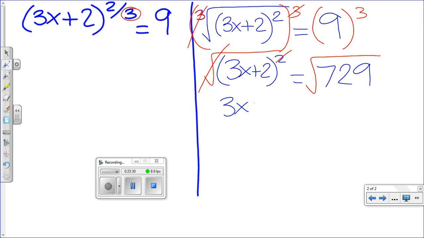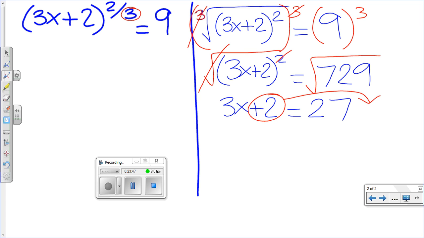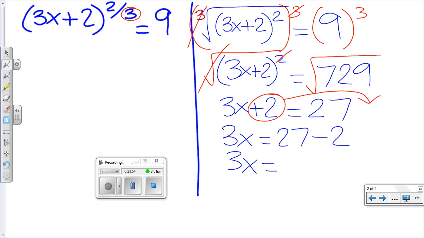We have 3x plus 2 is equal to the square root of 729, which is 27. From here, we all know that we need to take this plus 2 across, or subtract 2, because that is the inverse operation. So it will be 27 minus 2. So 27 minus 2 is 25. And here the 3 is multiplying the x, so we need to divide by 3. So that is a way to solve it.